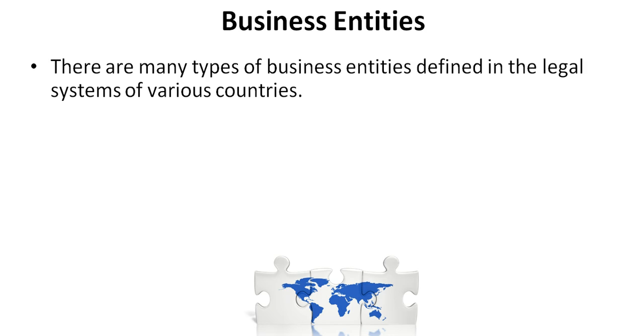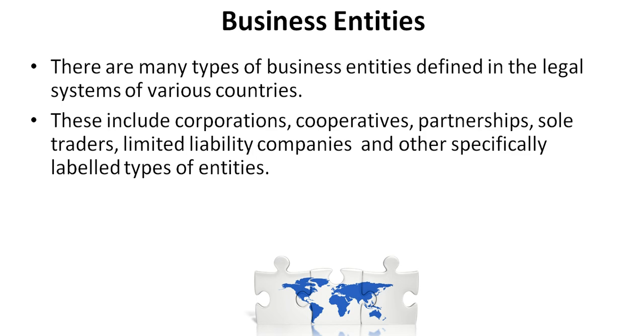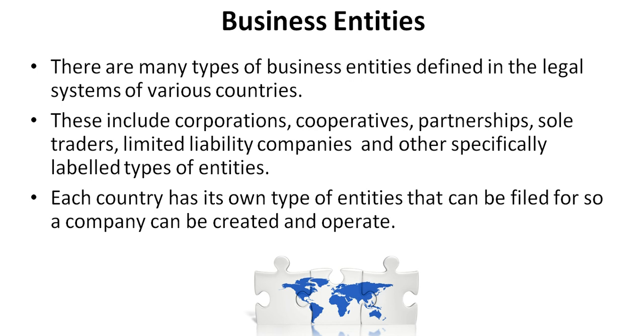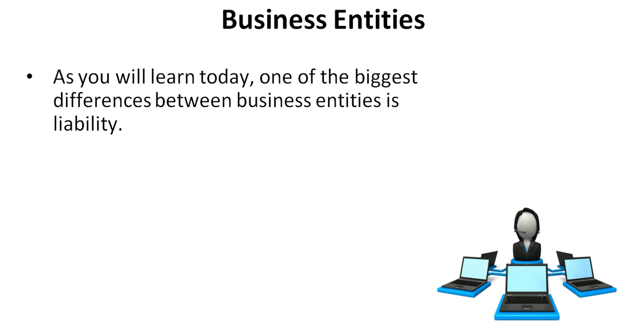There are many types of business entities defined in the legal systems of various countries. These include corporations, cooperatives, partnerships, sole traders, limited liability companies, and other specifically labeled types of entities. Each country has its own type of entities that can be filed for so a company can be created and operate. As you will learn today, one of the biggest differences between business entities is liability.